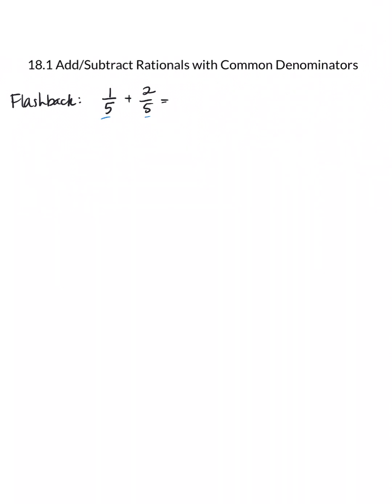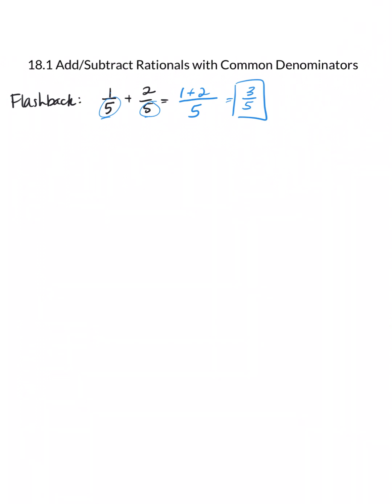Well, these already have a common denominator of 5, so I just leave that 5. And what did I do? I take the tops and add them straight away. I don't have to do anything else because the denominators already match. So that would give me 3/5, and there's the end of my question. So that's what we're going to do today.